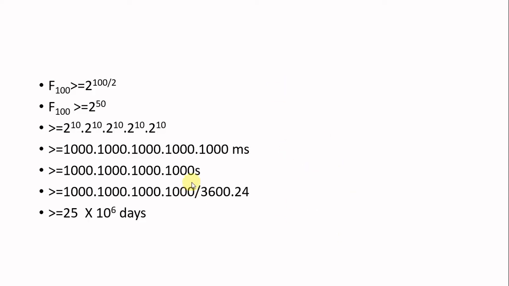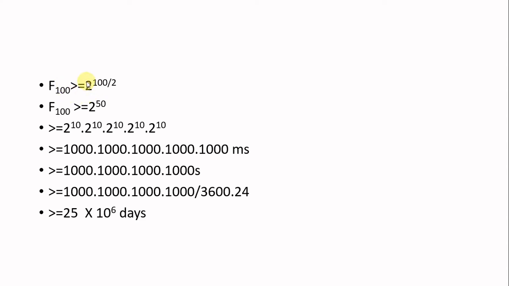Suppose you are asked to compute or print F100, that is Fibonacci series, for n is equal to 100. So you need to print 0, 1, 1, 2, etc. All values should be printed until n is equal to 100. N is actually the number of terms. So this is greater than or equal to 2 power 100 divided by 2.